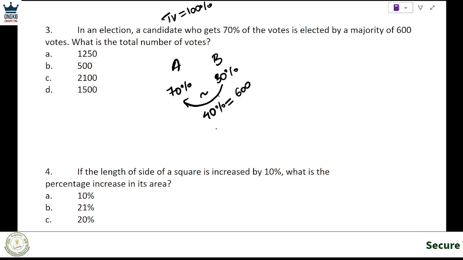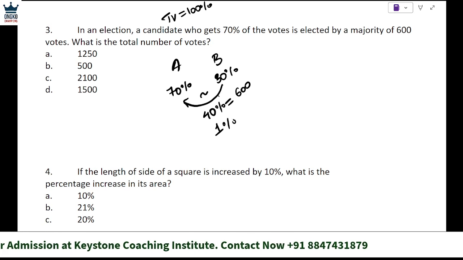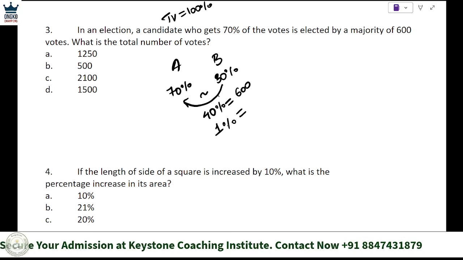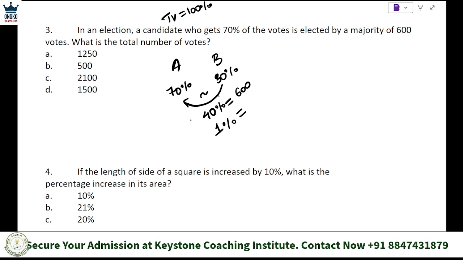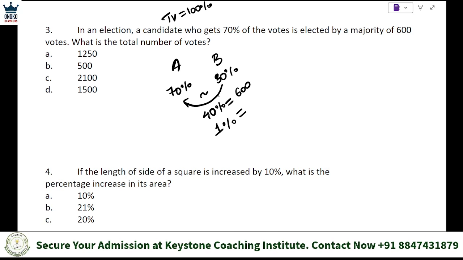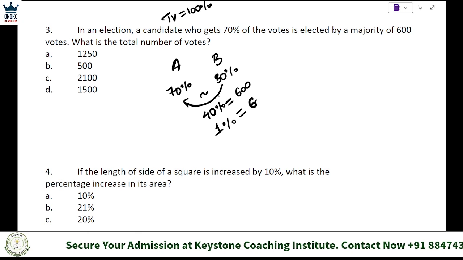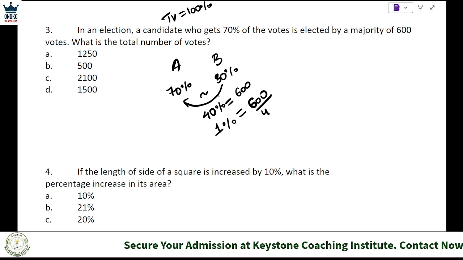So now they're asking us to find the total number of votes, for which we need to find 100%. But before going that, let's find 1%. So how do we get 1%? Is because of this one. 1 into 40%. So 1 into anything is anything, for which we're keeping 1% aside, and we're sending this 40 to the right hand side. Then here 600 by 40.